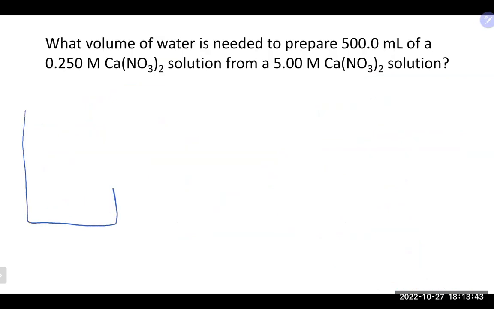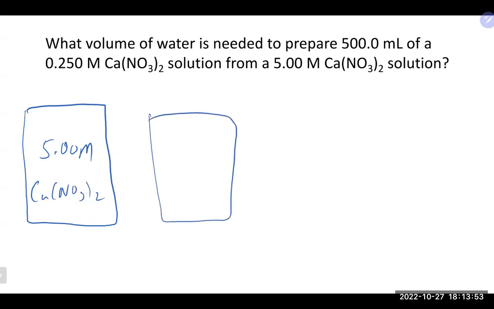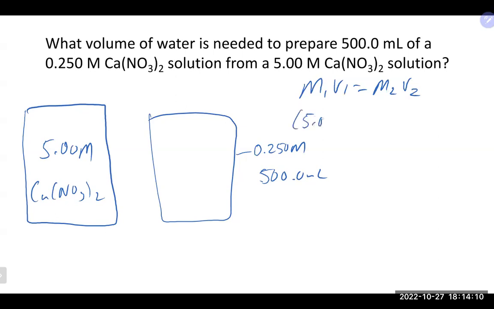Okay, so let's try another one here. We have a more concentrated bottle of calcium nitrate, which is 5 molar. And we want to figure out how much to take out to make a new solution that has a molarity of 0.25 molar and a total volume of 500 milliliters. So once again, this is going to be our M1 V1 equals M2 V2. Just like before, we have M1, which is our more concentrated, V1 we're looking for again, and this is going to be 0.25 molar.